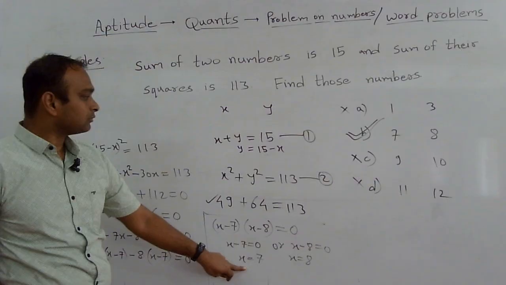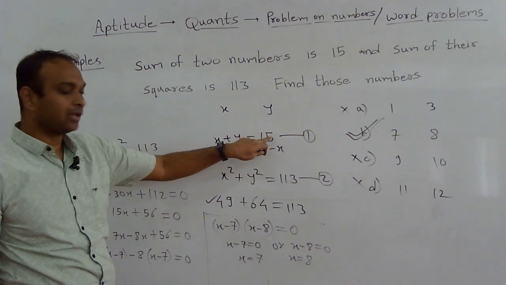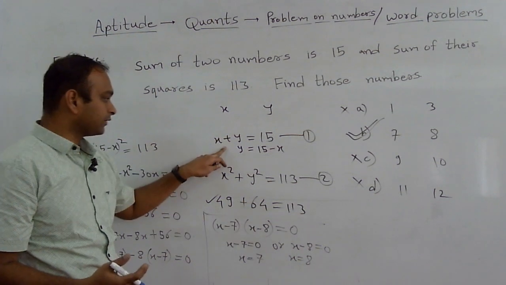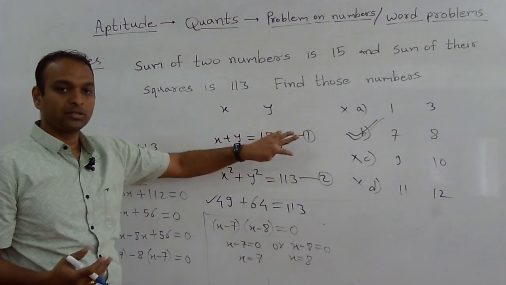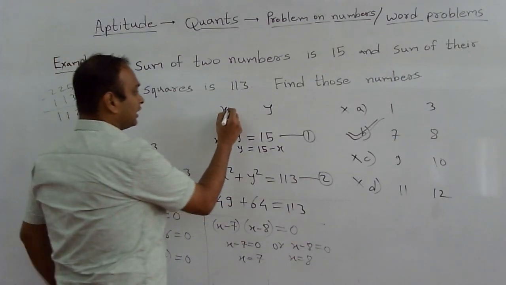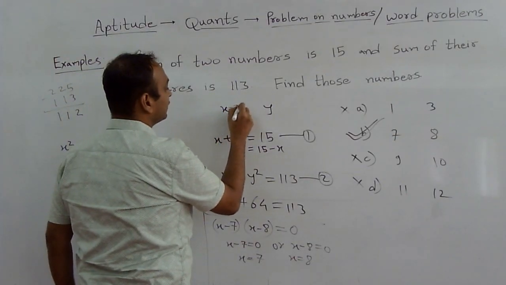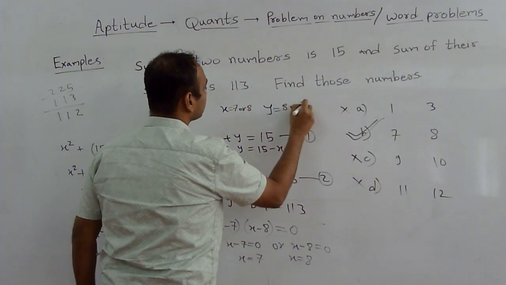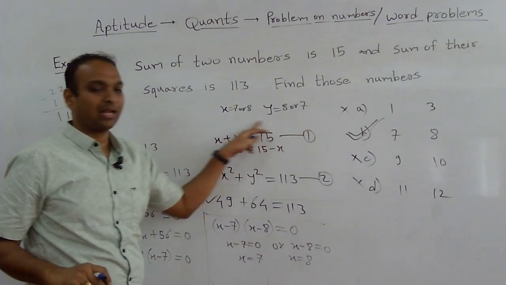If x is 7, we can put it here to get y, which will be the value 8. And if x is 8, we can again put it here. That gives the value of y as 7. So in short, x is either 7 or 8 and y is either 8 or 7. So this is the final answer.